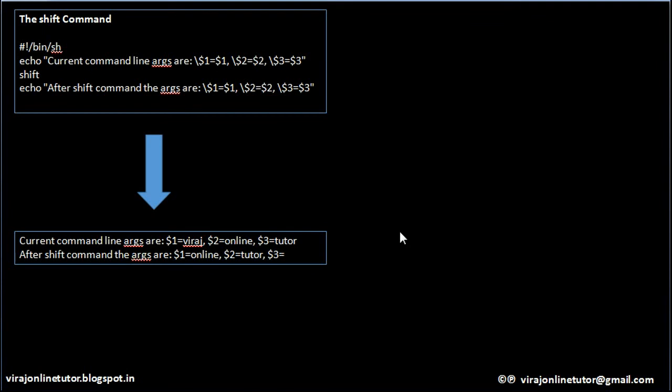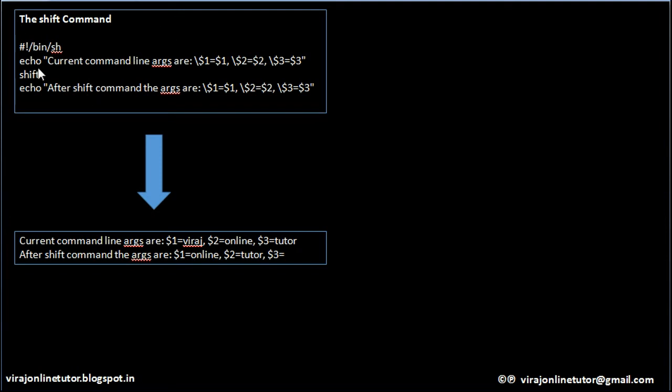Now let's discuss a new concept in shell scripting, that is shift. What exactly is shift? I can explain this beautifully with the help of this example. In this example, I am running this script and passing 3 command line parameters to it. The 3 command line parameters which I pass are Viraj, online, tutor, space separated as 3 different parameters while running this script.